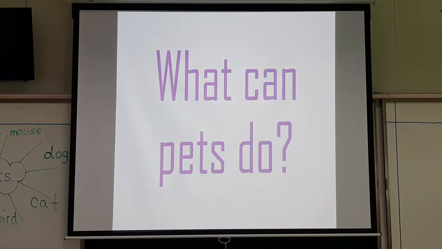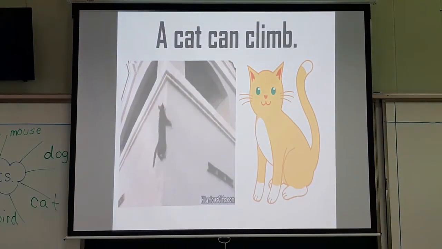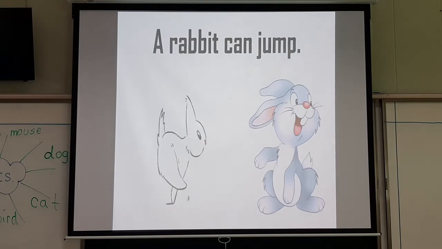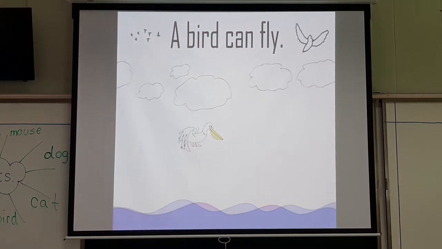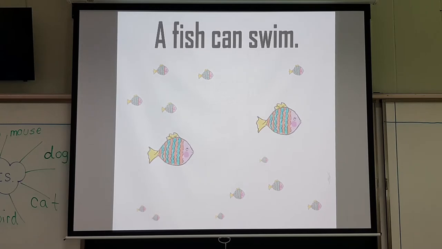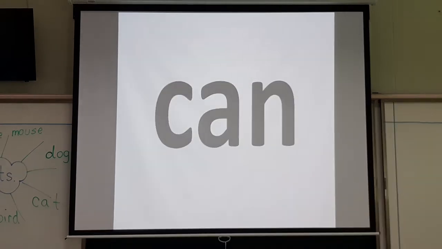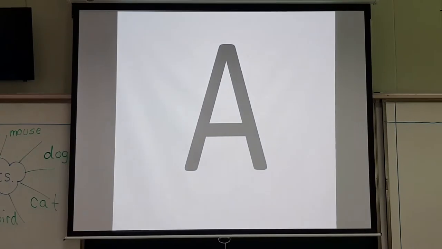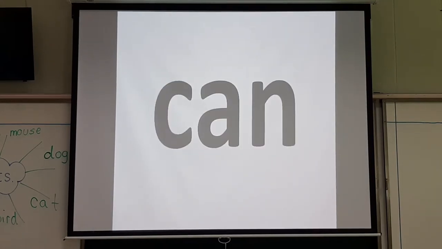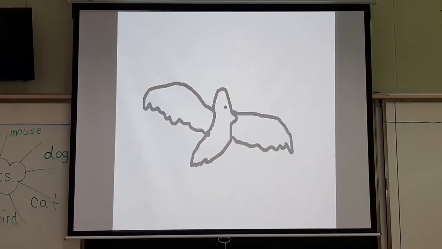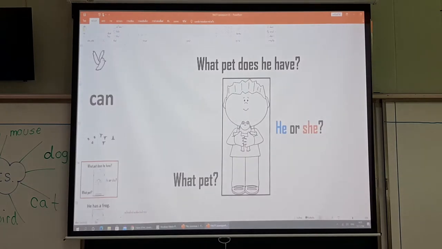And let's go on to what pets can do, our grammar. Are you ready? A dog can dig. A cat can climb. A rabbit can jump. A hamster can run. A bird can fly. A fish can swim. Okay, now you. Ready? 3, 2, 1. A dog can dig. A cat can climb. A rabbit can jump. A bird can fly. Okay, and that is the end of the PowerPoint.